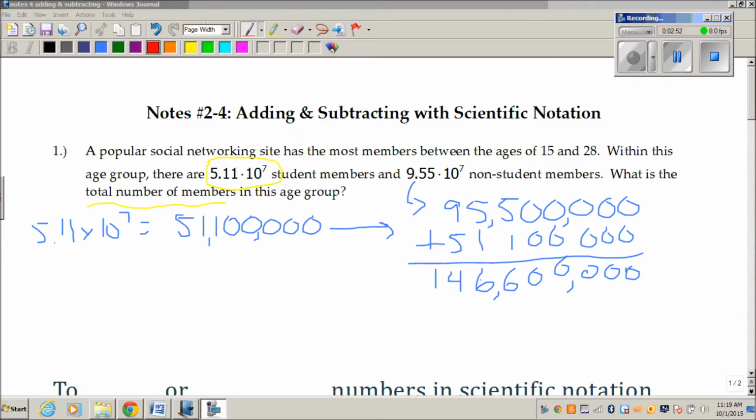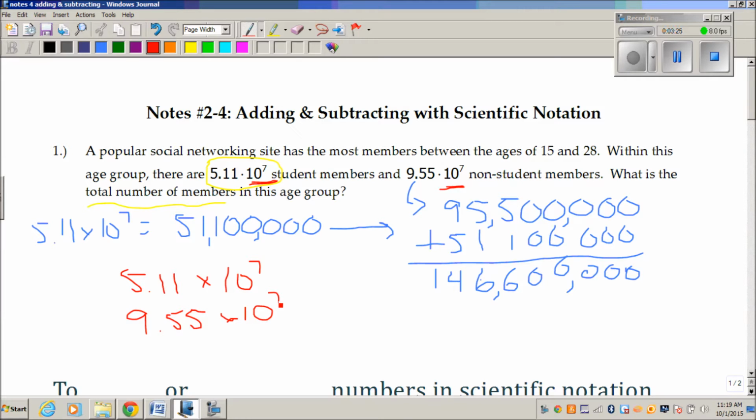Now let's see if I could have done that with the numbers still in scientific notation, because I don't like writing all those zeros. It gets sloppy. So I see that both of these have the same power of 10. Here we have 10 to the 7th and 10 to the 7th, which means they both have the same place value. So since they do have the same place value, I can add them together. This is going to be 5.11 times 10 to the 7th and 9.55 times 10 to the 7th. And when I add them together, I can add together the coefficients. So that's all I have to worry about adding together.